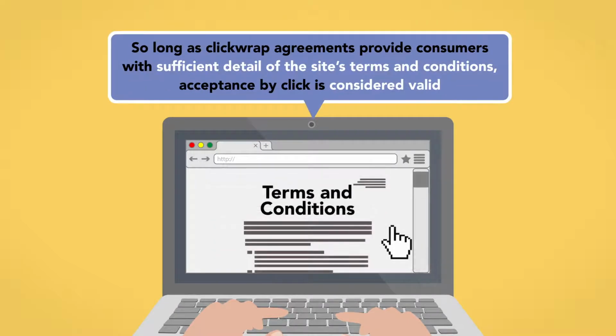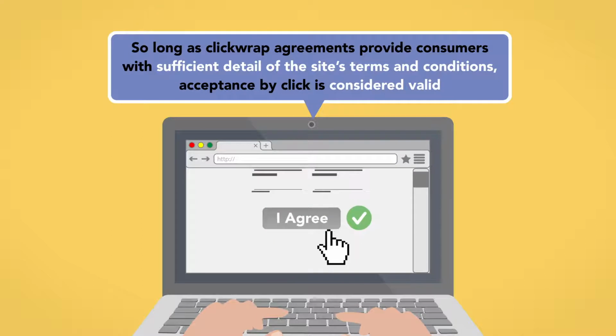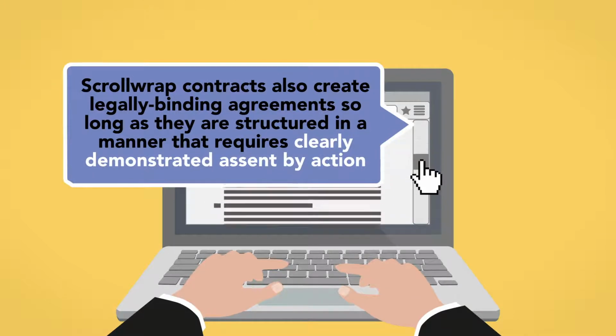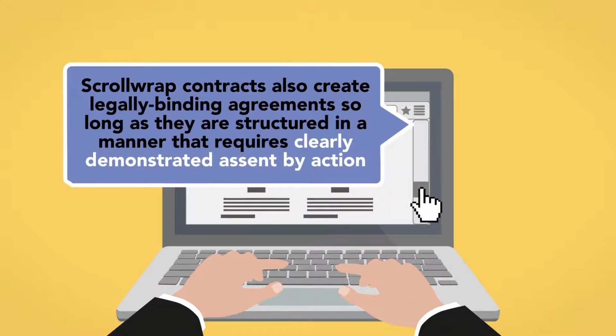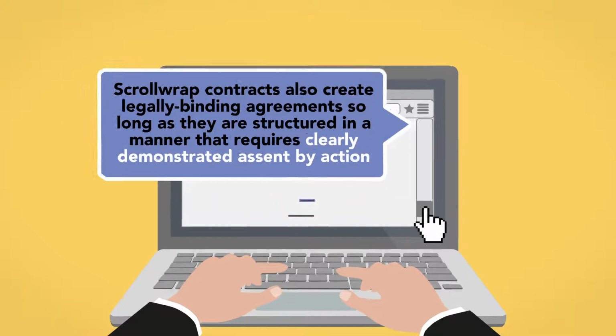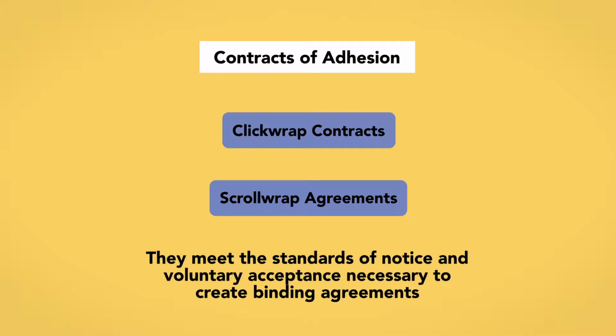So long as click-wrap agreements provide consumers with sufficient detail of the site's terms and conditions, acceptance by click is considered valid, and these agreements are typically enforceable. Likewise, scroll-wrap contracts also create legally binding agreements, so long as they are structured in a manner that requires clearly demonstrated assent by action. Although they qualify as contracts of adhesion, they meet the standards of notice and voluntary acceptance necessary to create binding agreements.